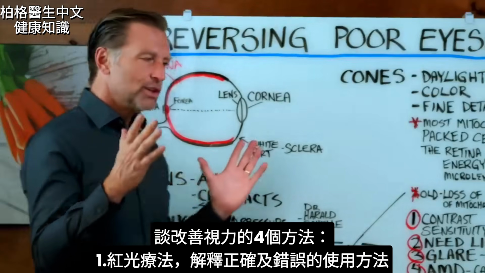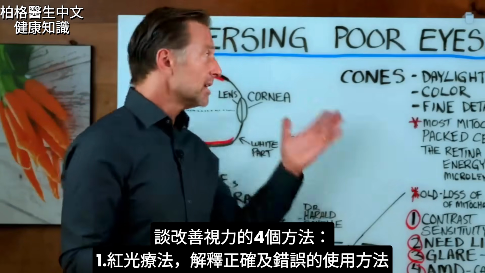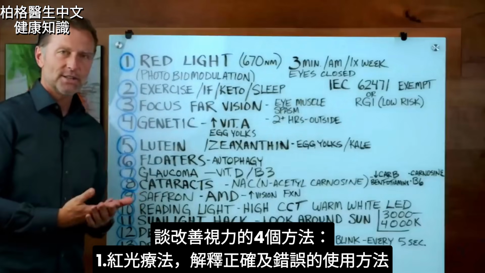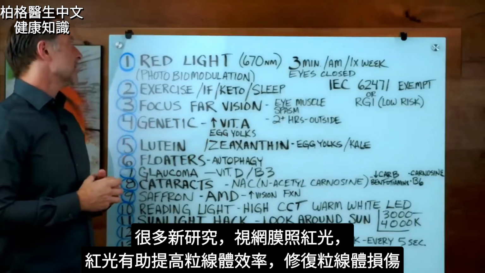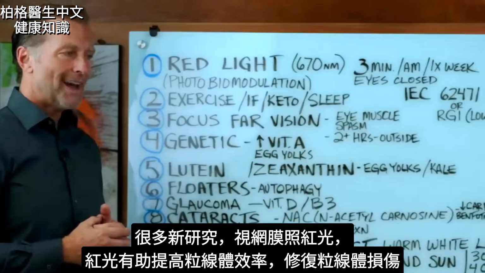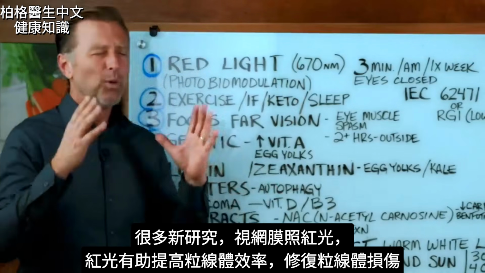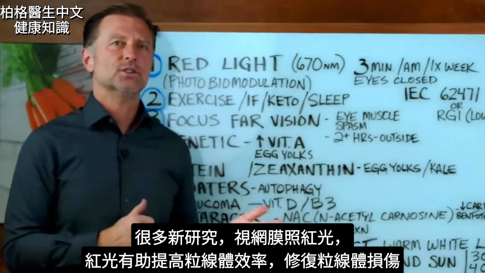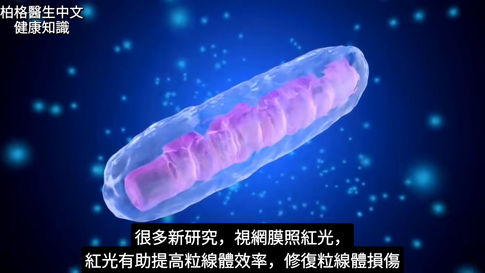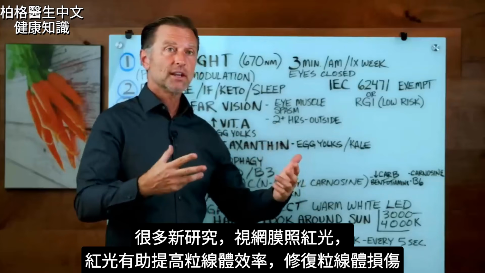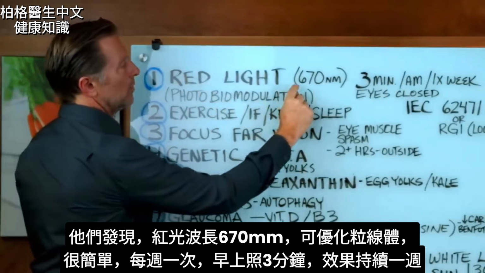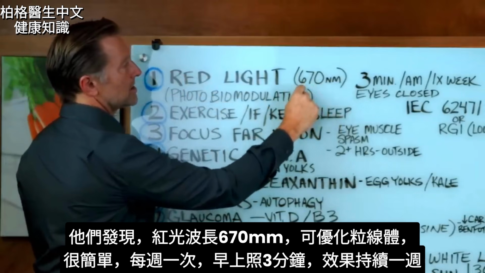So now let's talk about what you can do for the eye to reverse these situations. It's red light therapy. There's a right way to do it, and there's a dangerous way to do it. And I'm going to explain both. But there's a tremendous amount of new research on this, and you're actually exposing the retina to red light. So why does red light have anything to do with the retina? It helps to make the mitochondria more efficient and also correct some of the damage in that mitochondria. They found that you can optimize the mitochondria with this specific wavelength, 670.